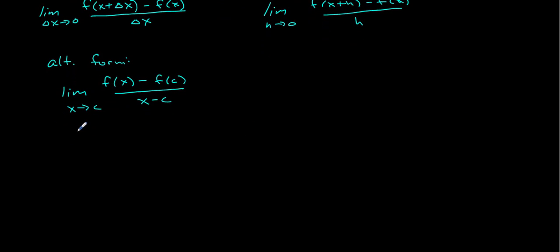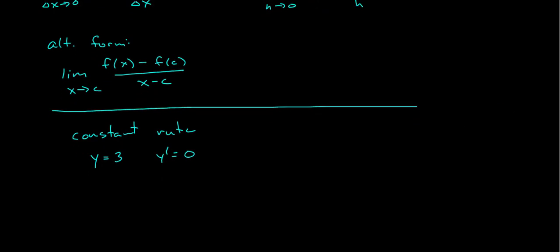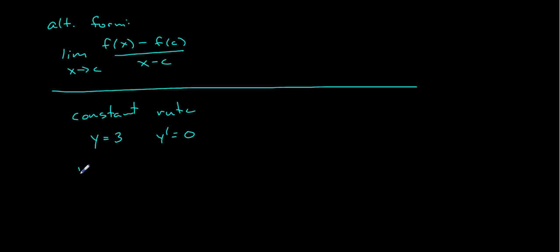Okay, and then let's go through some rules. Constant rule. What if y equals 3, what is y prime? 0. Constant rule, the derivative of a constant is 0, right? Okay, and then after that, I think we had the power rule. Let's say we had y equals x cubed. What was y prime?